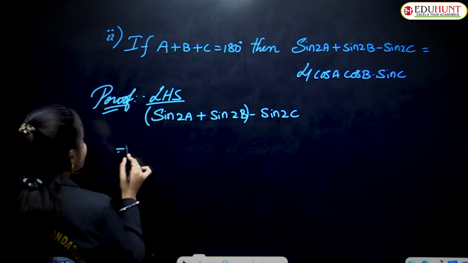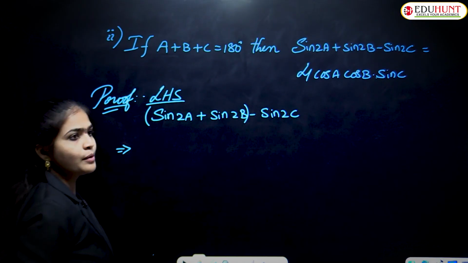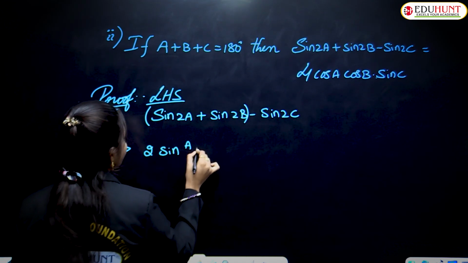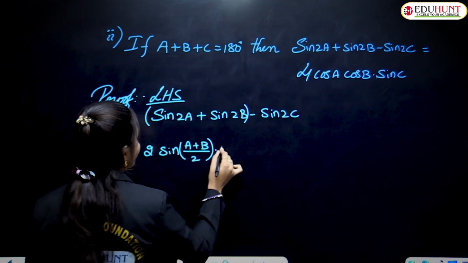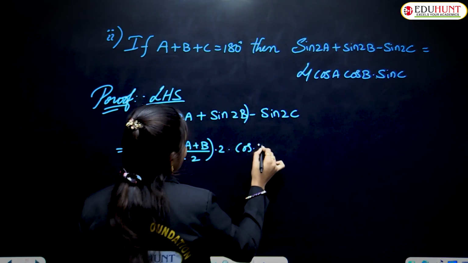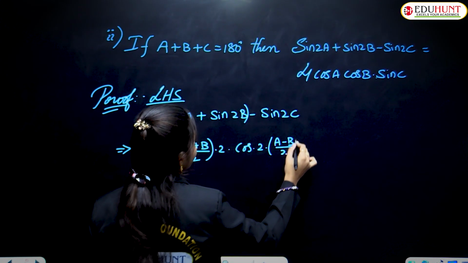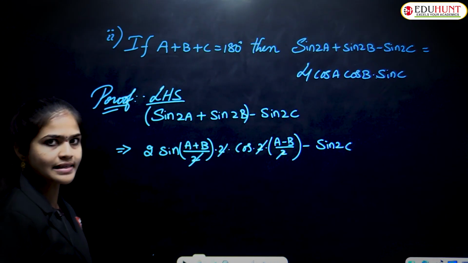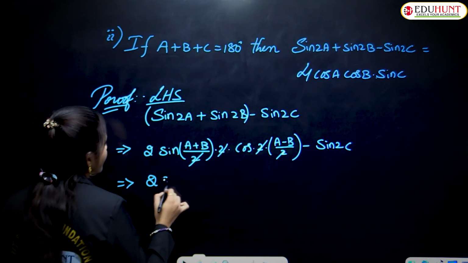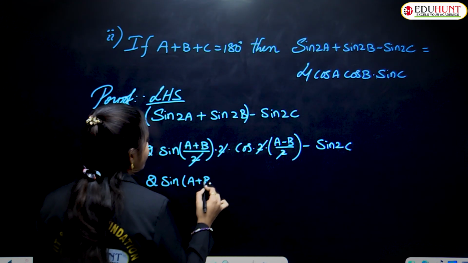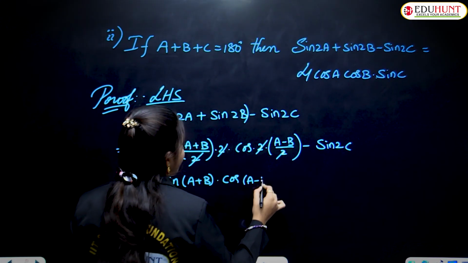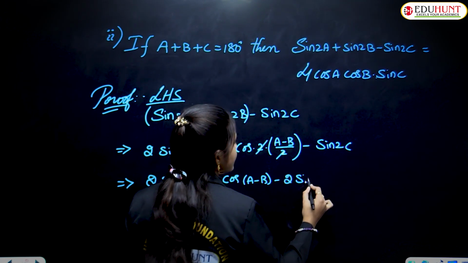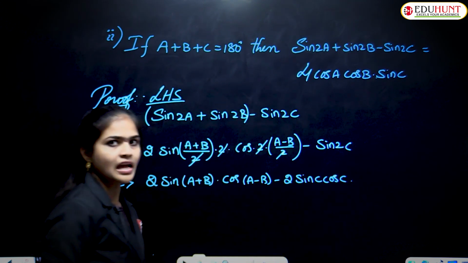Like that only, here also write sin C plus sin D. What is that formula here? 2 sin (A plus B) by 2, into 2 is there, no? Into cos of (2 into (A minus B)) by 2, minus sin 2C. So here 2 and 2 get cancelled, here also 2 and 2 get cancelled. So it equals 2 sin (A plus B) into cos (A minus B) minus sin 2C. What is the sin 2C formula here? 2 sin C cos C. Am I clear to you?